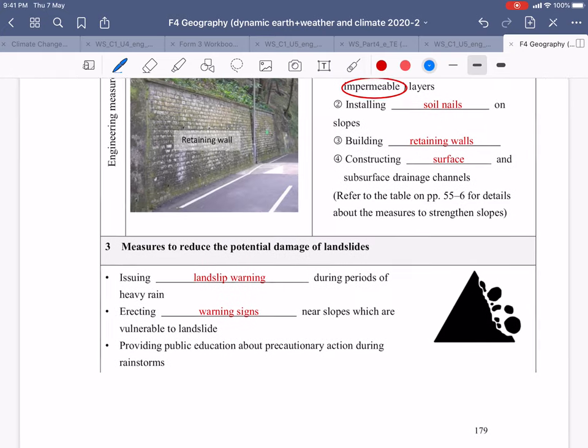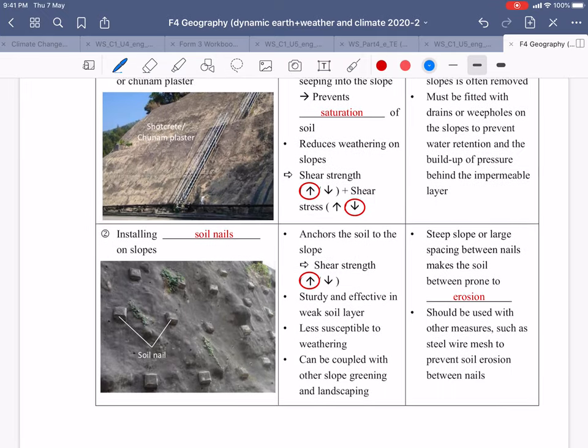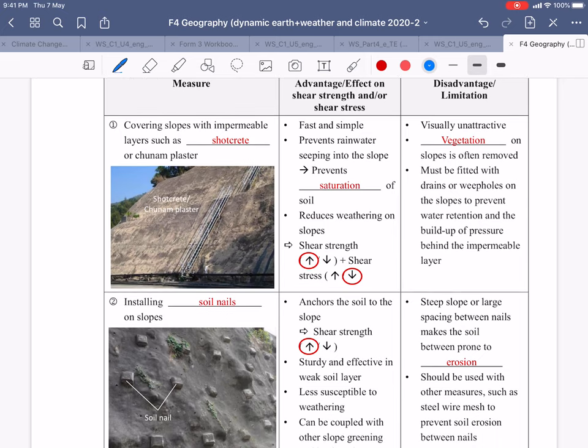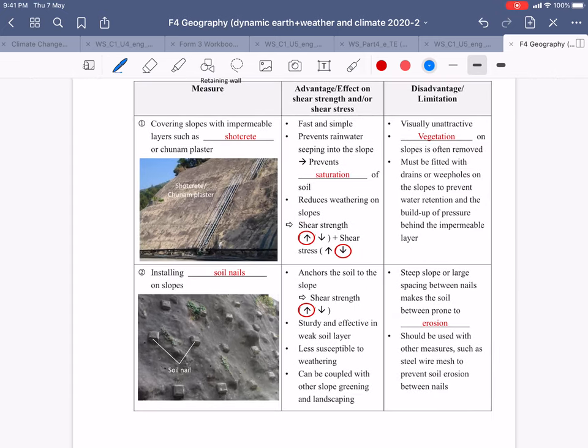Landslide warning, warning sign, public education, those kinds of things. And finally, more information about the advantages and the evaluation of different kinds of hard measures, okay? Shotcrete, what is shotcrete, okay? As I've told you before, when you are talking about landslides, always talk with me under the condition of shear strength and shear stress, okay? How does it affect the shear strength and how does it affect the shear stress, okay?